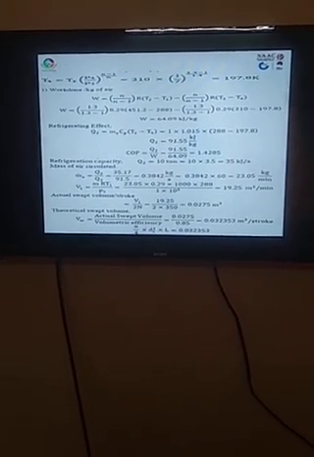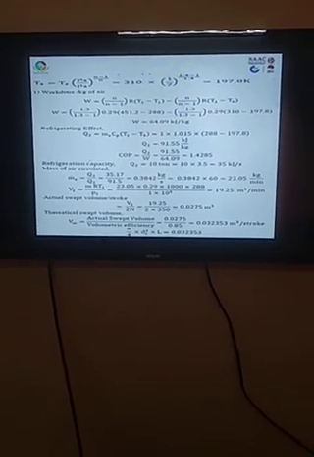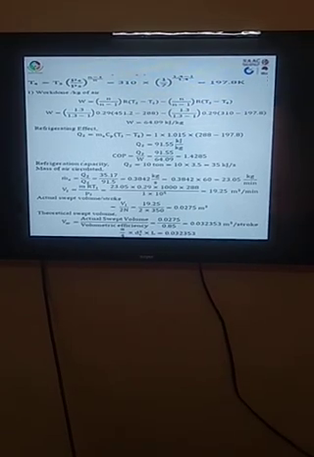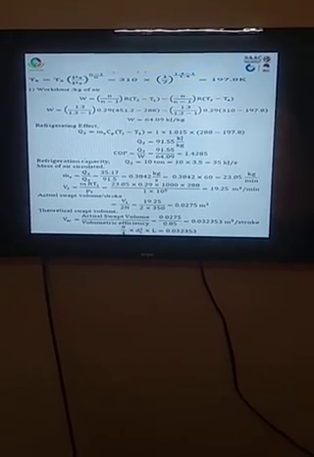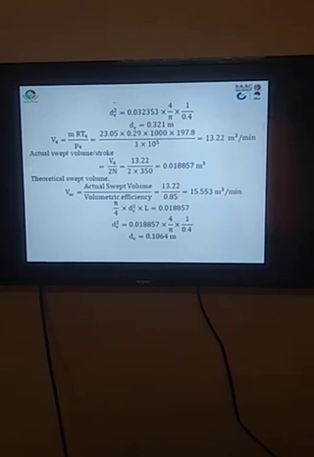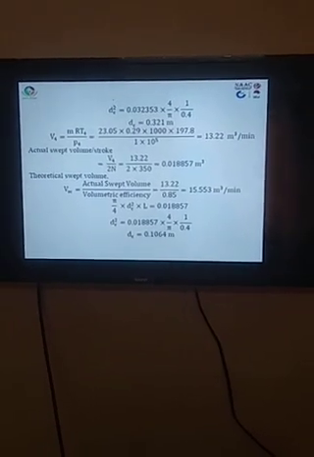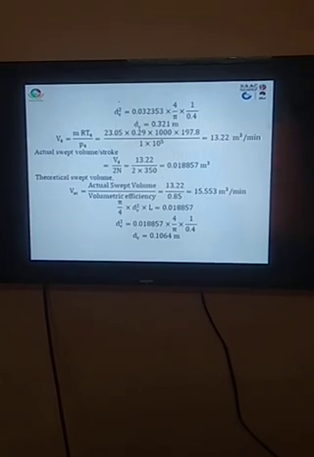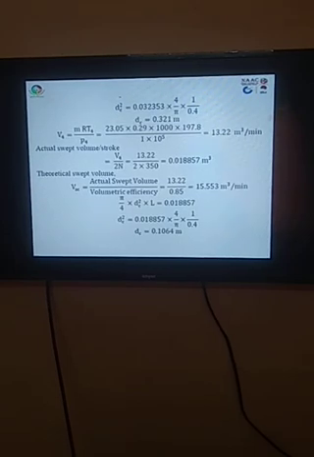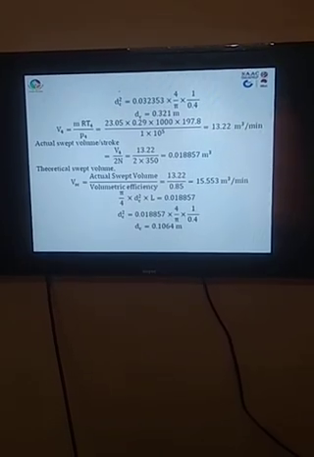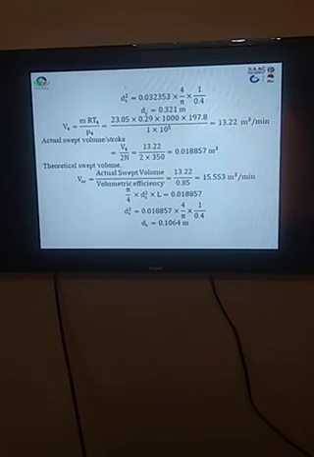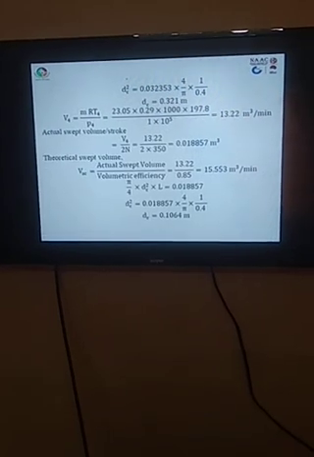V suffix CS can be written in detail as pi by 4 d square c into L, which is equal to the earlier value, that is 0.032353. The d square c is obtained as 0.032353 into 4 into 1 divided by pi into 0.4. The final dc value after taking the square root is 0.321 meter. You need to remember that this dc value is in meter, so in terms of mm, it is 321 mm.